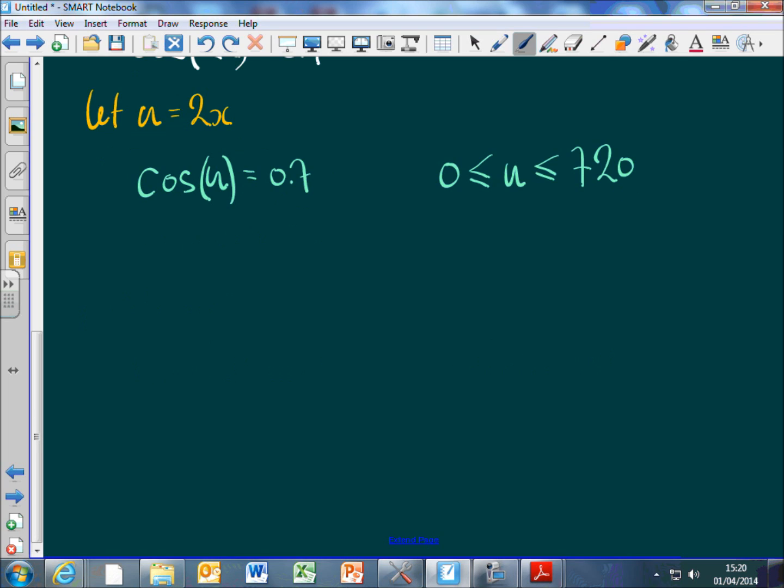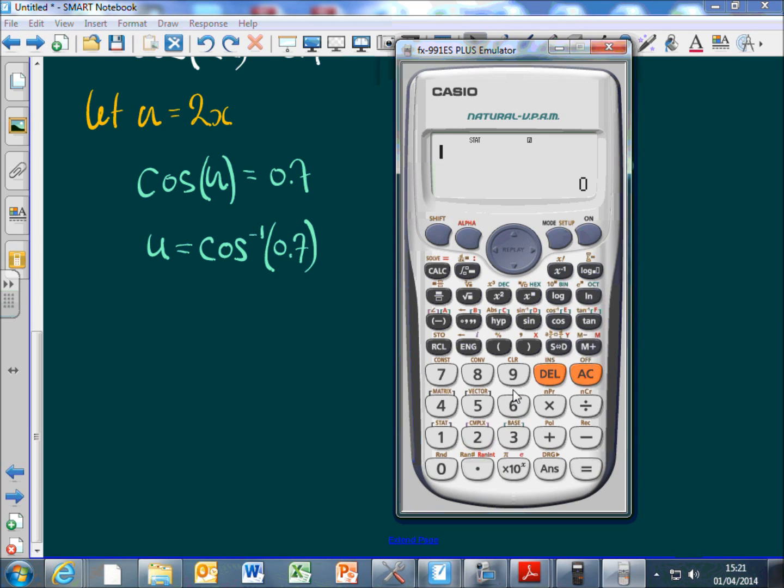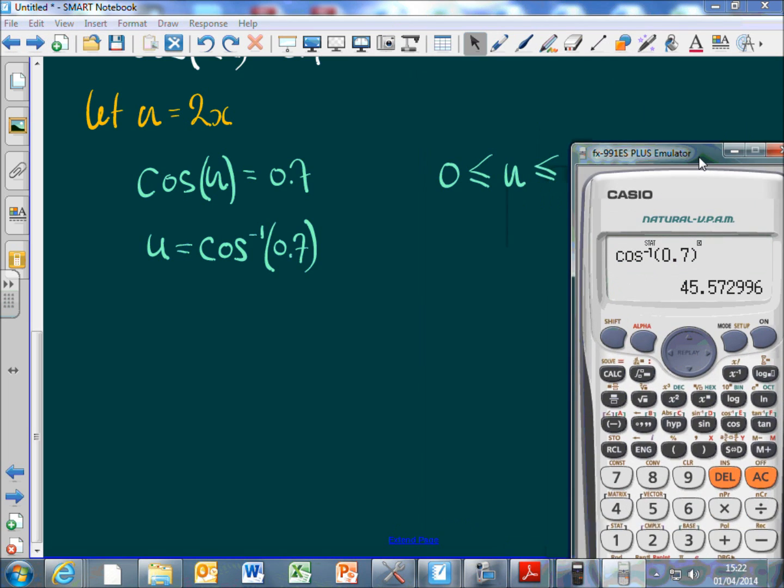So I just do it exactly the same way as I did in the last problem. I do u equals cos to the minus 1 of 0.7, on my calculator. Except this time I'm in degrees, so I've got to put it back into degrees. And I'm going to do inverse cos this time of 0.7. Okay. 45.6 degrees, shall we say.